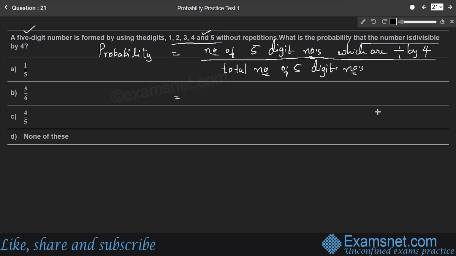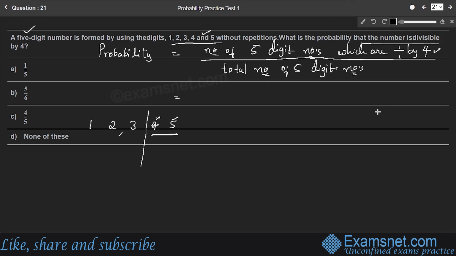So here, how many 5-digit numbers can be formed which are divisible by 4? For example, we'll take the 5-digit number 12,345. It is not divisible by 4 because the last two digits are 4 and 5, so you consider 45. If the last two digits together form a number divisible by 4, then the whole number is divisible by 4. The divisibility rule of 4 says a number is divisible by 4 only if the last two digits together form a number that is divisible by 4.